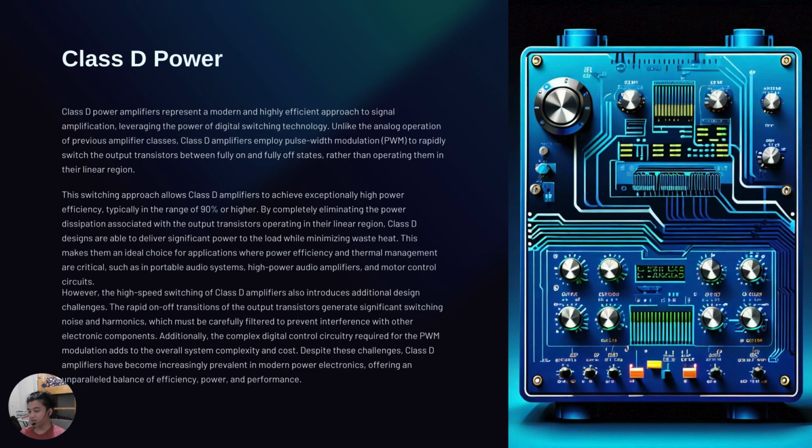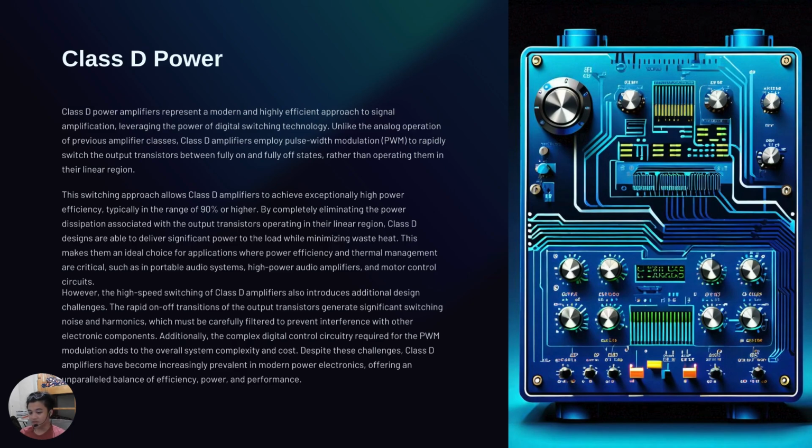By completely eliminating the power dissipation associated with the output transistors operating in their linear region, Class D designs are able to deliver significant power to the load while minimizing waste heat. This makes them an ideal choice for applications where power efficiency and thermal management are critical, such as in portable audio systems, high power audio amplifiers, and motor control circuits.